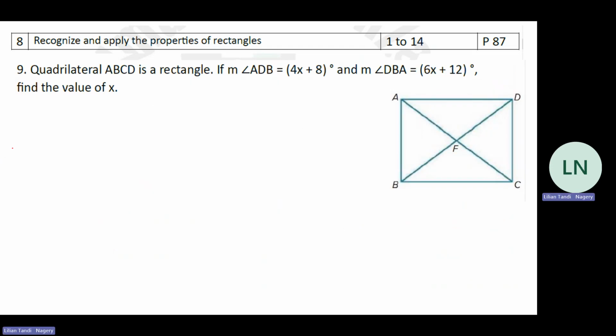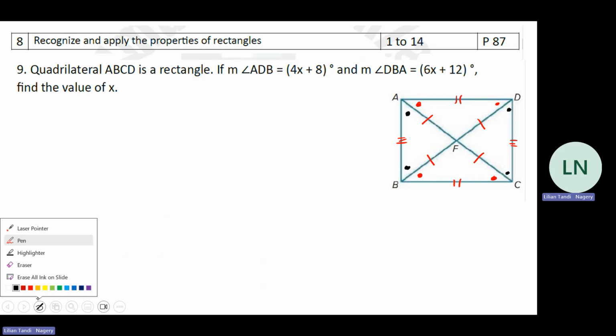In quadrilateral ABCD is a rectangle. I put all my canons for rectangle. This line is equal to that line is equal to that line. This line is equal to this line, and this line is equal to that line. This angle is equal to that angle, which is also equal to this angle and this angle. And then this angle is equal to that angle, and this angle is also equal to that angle.